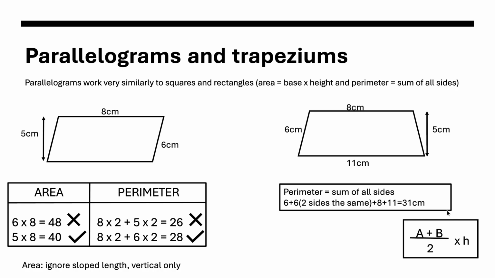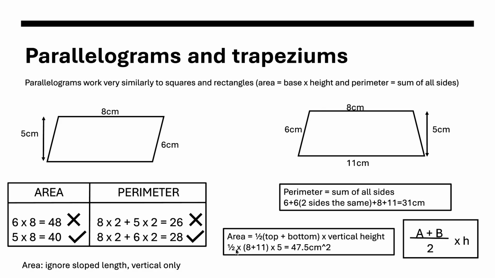a and b represent the base and the top value, so we have 8 and 11 for that. We divide them by 2 and we multiply by the perpendicular height, not 6, 5 in this case. So doing that, 8 plus 11 is 19, 19 times a half, or divided by 2, is 9.5, and then 9.5 times perpendicular height 5 is 47.5 centimeters squared.